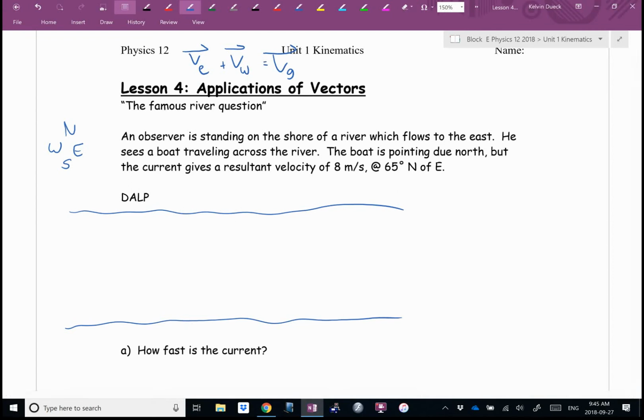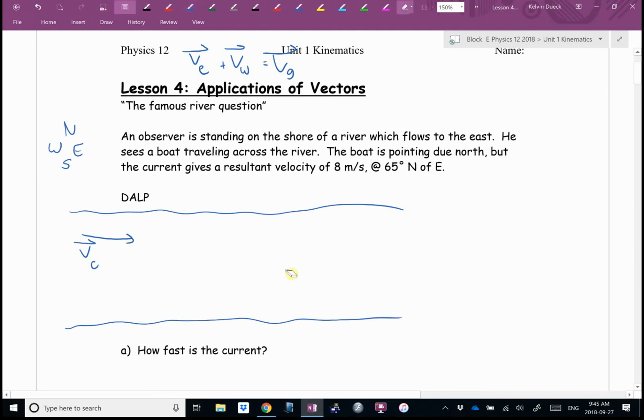Brian, which way is the current flowing in this river? I'll draw a little arrow over here pointing to the east, and I'll call that V. Instead of W for wind, how about C for current? Yeah. Now let's talk about the boat. The boat is pointing straight up. Don't write this down, but can you use your imagination? Can you see if the boat was pointing straight up? It's going to get pushed sideways by the current. It's going to look like it's kind of traveling that way to those of us that are watching on shore.